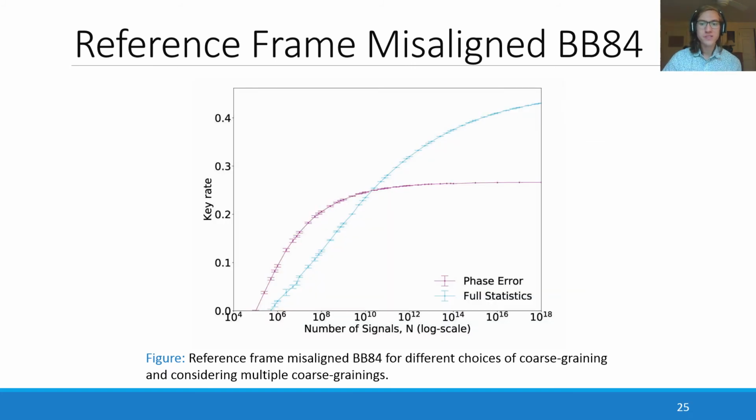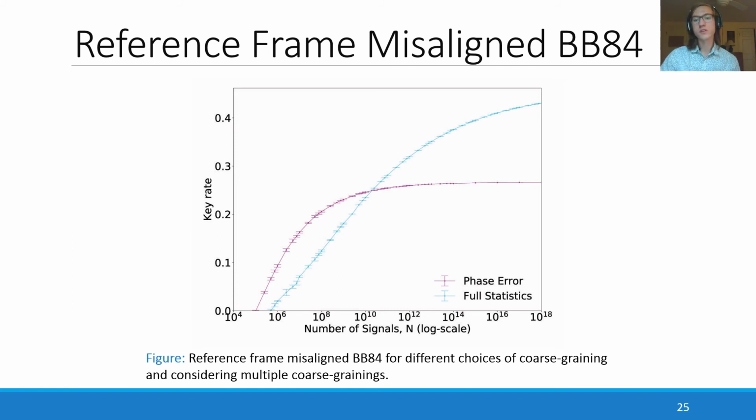So here we see the phase error and the fine-grained statistics key rates as a function of the number of signals sent. And what we see is that in the small signal limit, the phase error does better than the fine-grained statistics. And that just has to do with this thing we discussed at the beginning of the talk, where the variational bound mu depends on the number of outcomes. And so the phase error does better because this variational bound mu is smaller, and so the number of states that you have to optimize over is less, so your key rate goes up.